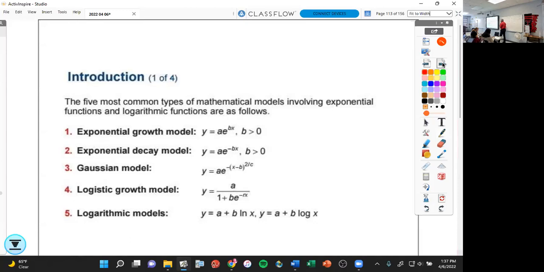The Gaussian model, ae to the negative x minus b raised to the 2 divided by c power. So you got 2 exponents there. That's a beautiful thing. Logistic growth model, a over 1 plus be to the negative rx. I was like, what is that letter? And logarithmic models, a plus b natural log of x, or a plus b log x, which is basically the same, just different bases.